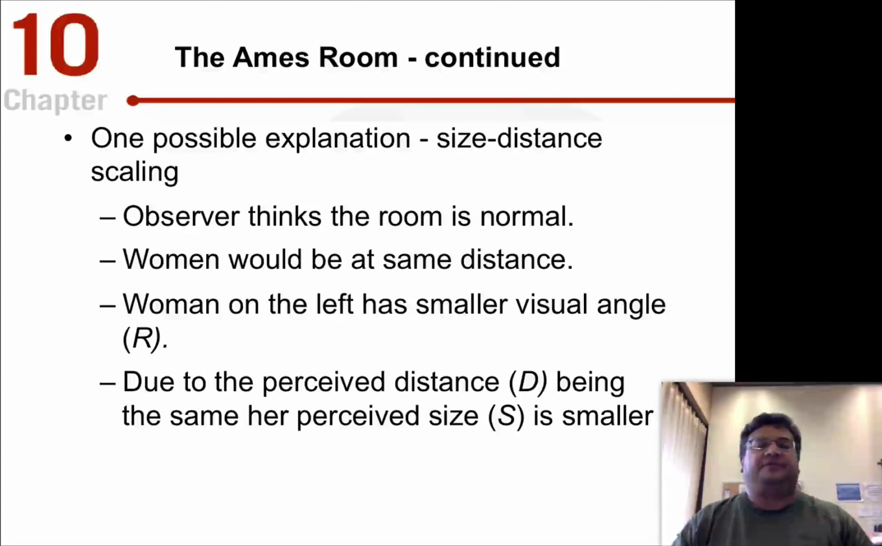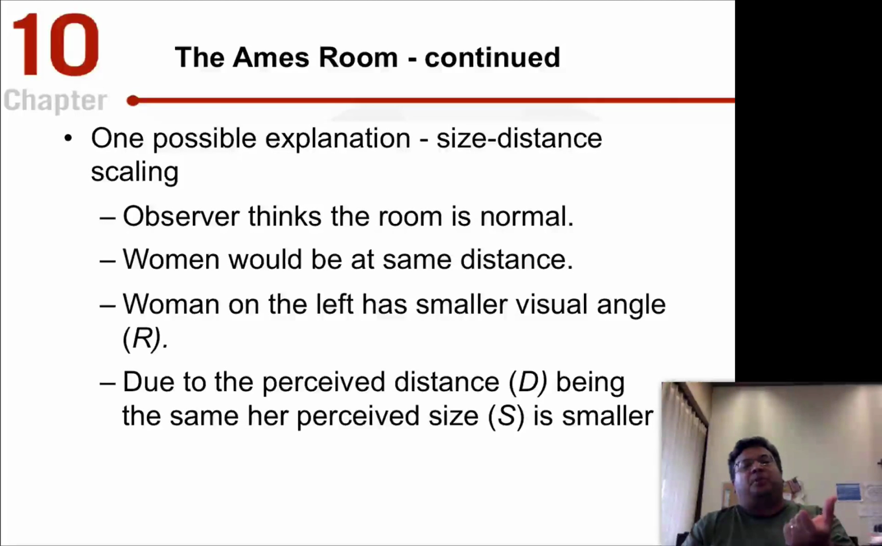So one of the explanations for the Ames Room illusion is the size distance scaling. The observer's brain thinks that the room is normal, and therefore the women are standing away from you at the exact same distance. The woman on the left has a smaller visual angle. So, remember that formula that we had, right? She has a smaller visual angle, so she is actually appearing smaller on your retina. But since the distance is identical, her perceived size is smaller.